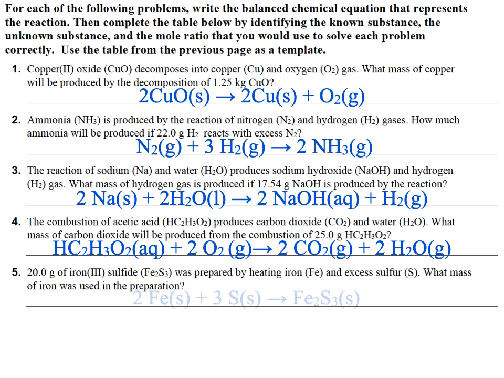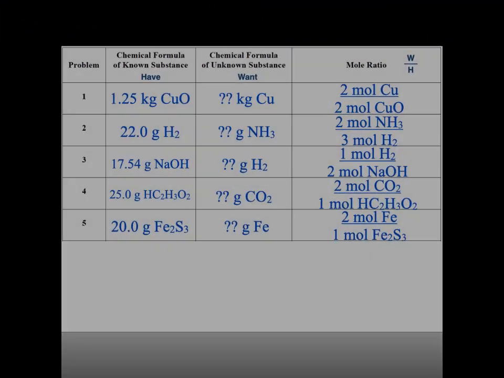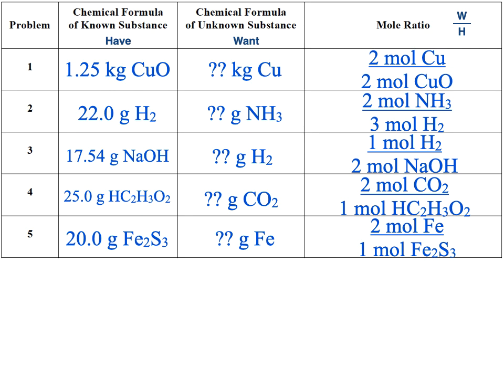Okay, you should get this answer. 2Fe plus 3S gives me Fe2S3. 2 irons on each side, 3 sulfurs on each side. Now, you'll notice that I skipped the part on the actual stoichiometry. We're not quite ready to do those yet. So we will do those at a later time.